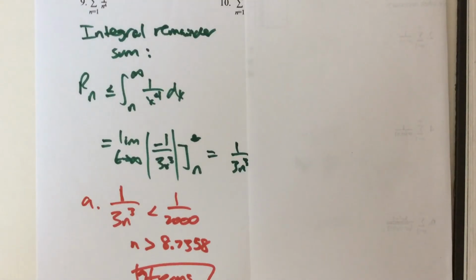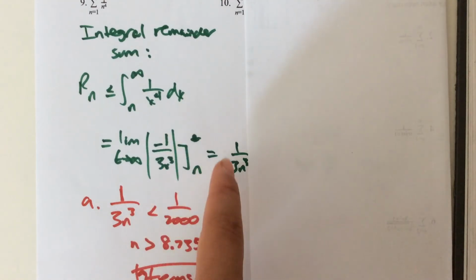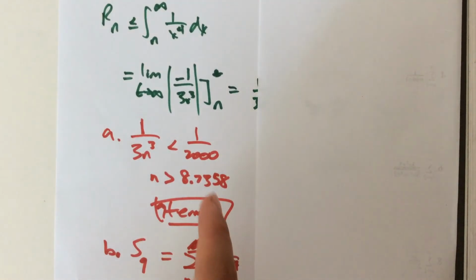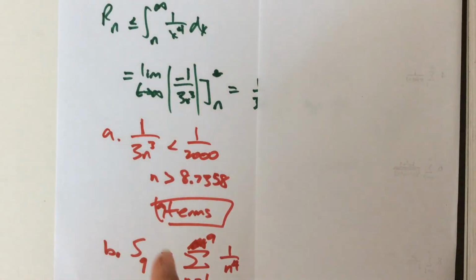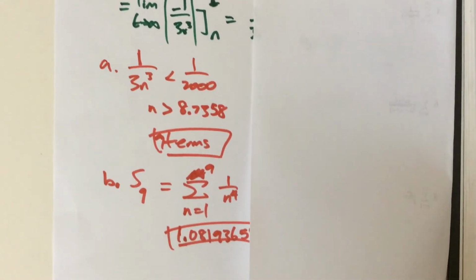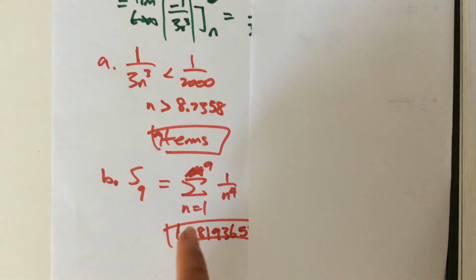So we can take the integral of 1 over x to the fourth and get the absolute value, which is 1 over 3n cubed. So then, if we set the integral to less than the error we're trying to find, then n will be the number of terms we need. So we get n is equal to 8.7358, and we need to round up because that will guarantee a smaller error. So we need 9 terms. Then for part B, it asks to find the sum within the same error, so we can do the sum of 9 terms, which looks like this, and then you'll get around 1.0819.